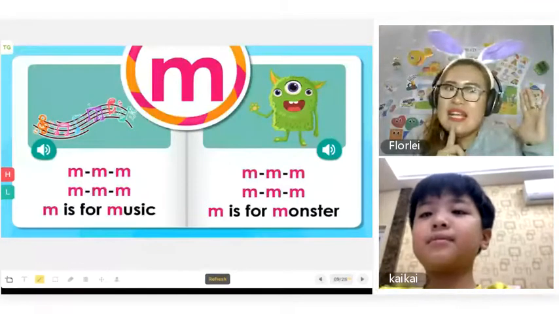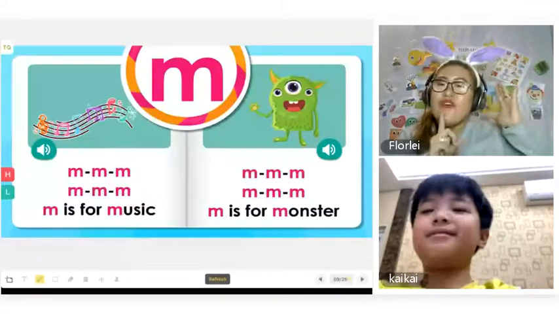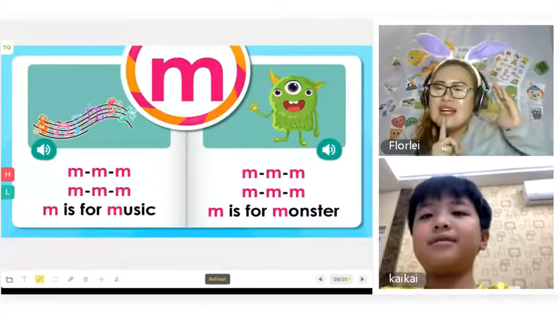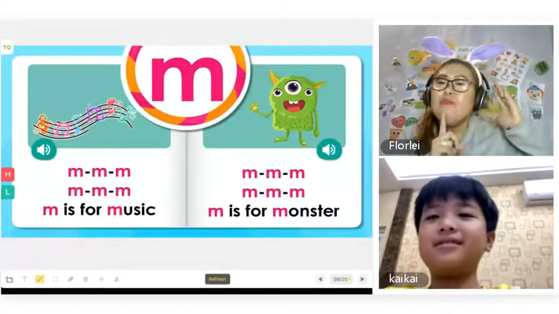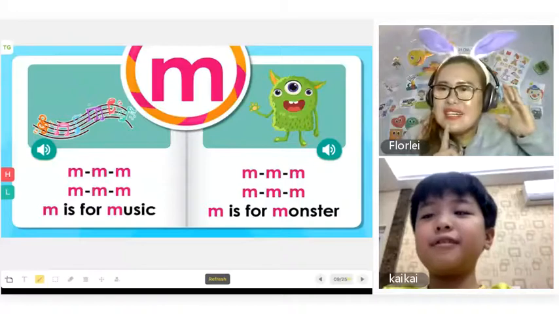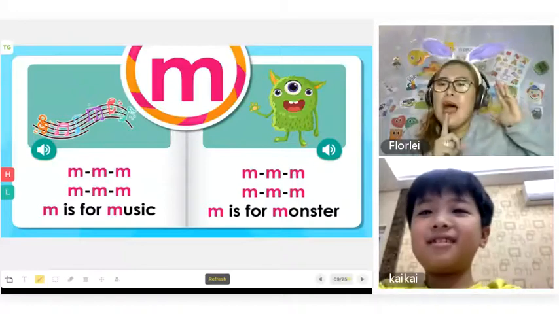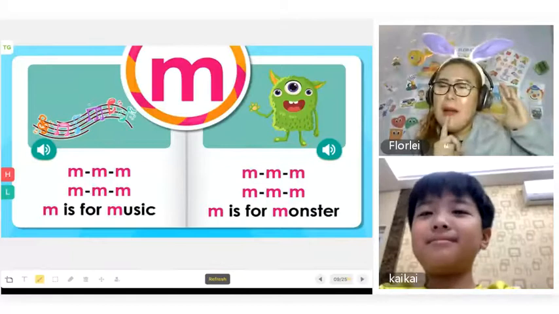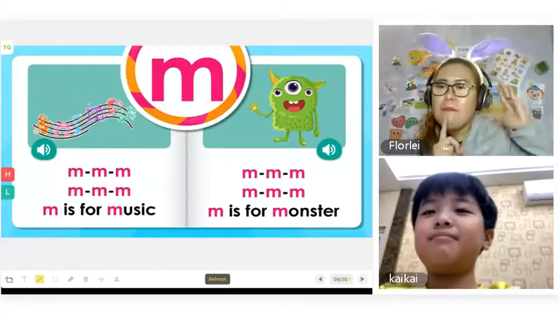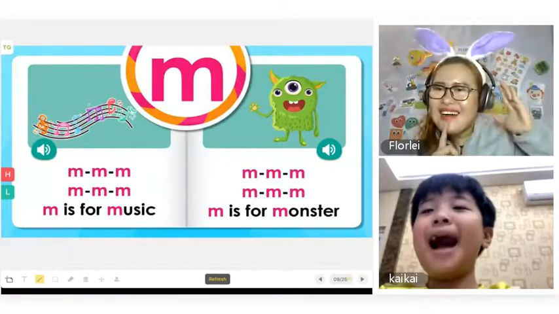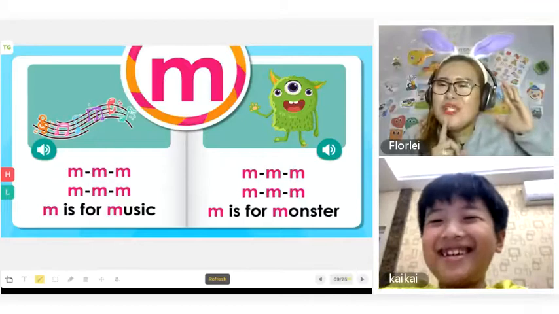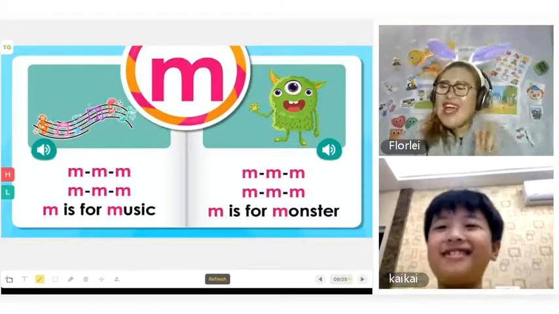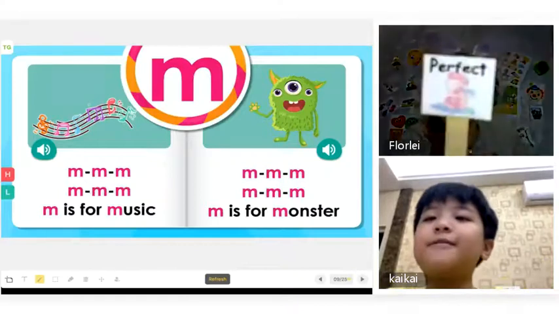M is for music. Music. Ma. Music. Very good. That was perfect, Kai Kai.